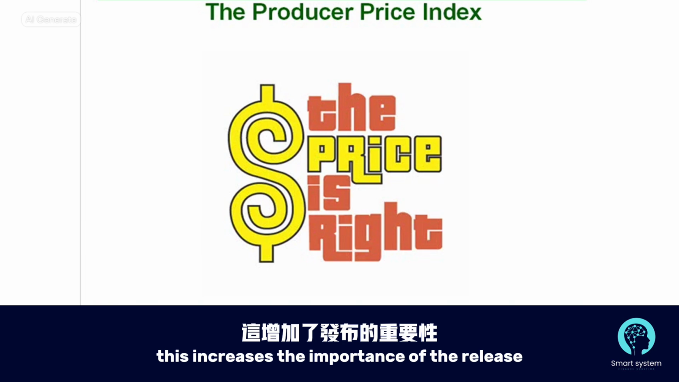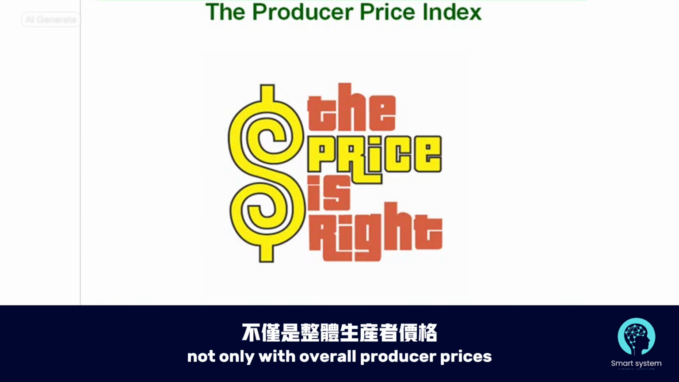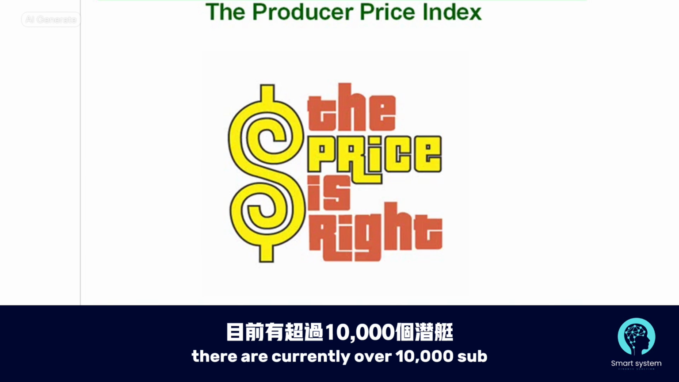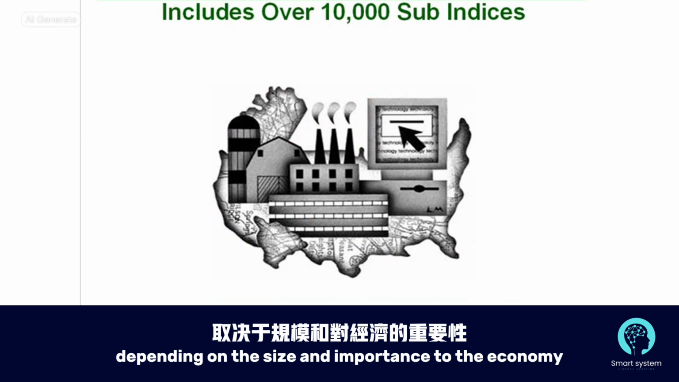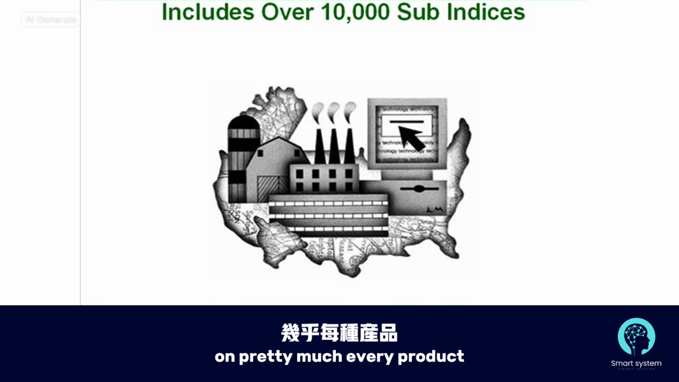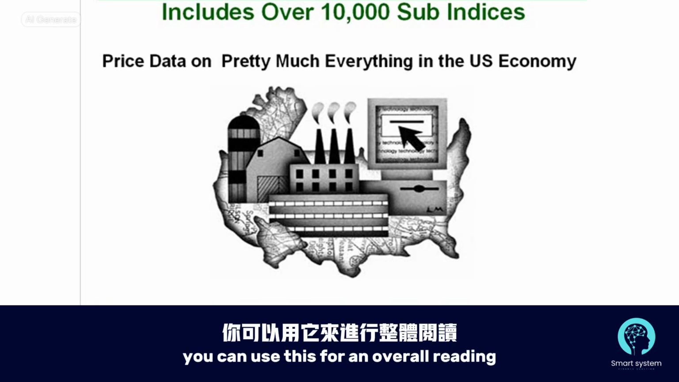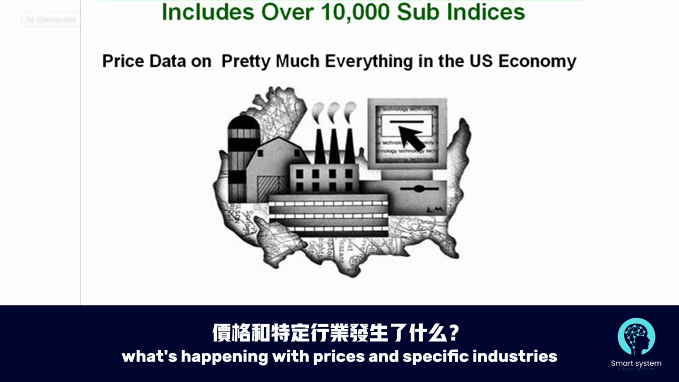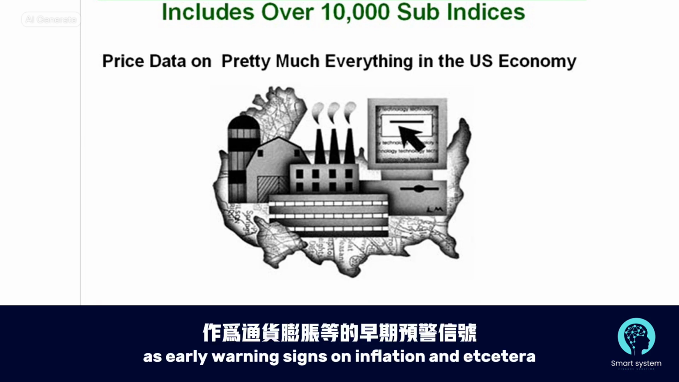This increases the importance of the release, as it allows market participants to get a look at what is happening, not only with overall producer prices, but also producer prices by industry. There are currently over 10,000 sub-indices used to compile and release with the report, each of which is given a weighting depending on the size and importance to the economy. The important thing to realize here is included in the release is price data on pretty much every product, type and industry which makes up the economy. You can use this for an overall reading on what's happening with producer prices in the economy, what's happening with prices in specific industries, which is important, obviously, for trading stocks from those industries, as early warning signs on inflation and etc.